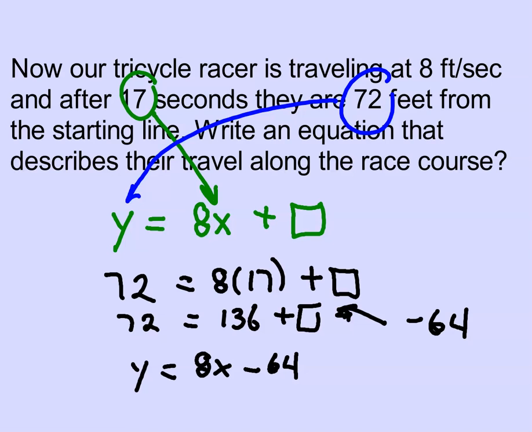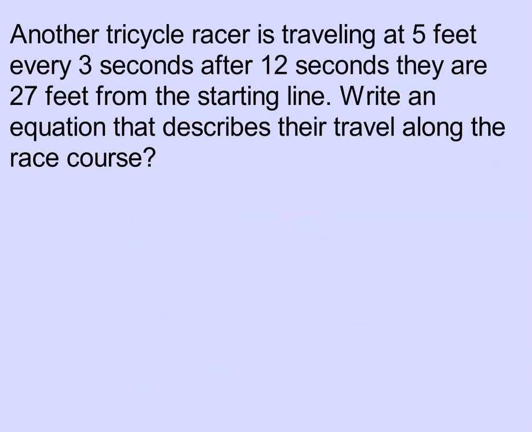So let's look at one more. Okay. So here's another tricycle racer. They're traveling at 5 feet every 3 seconds. Okay, so just that right there tells me the equation has to start this way. Okay, we've learned that in previous work. So 5 feet every 3 seconds. I just don't know what the number is out here.